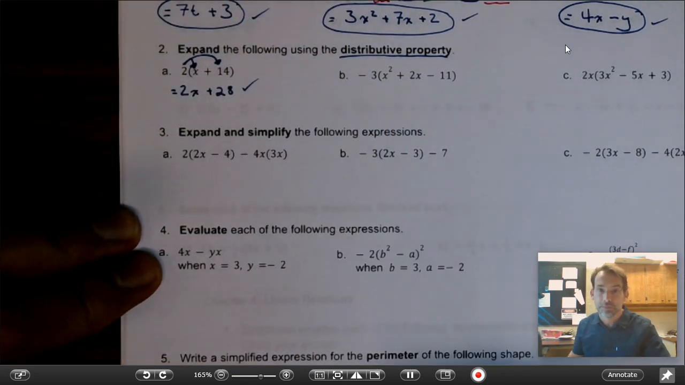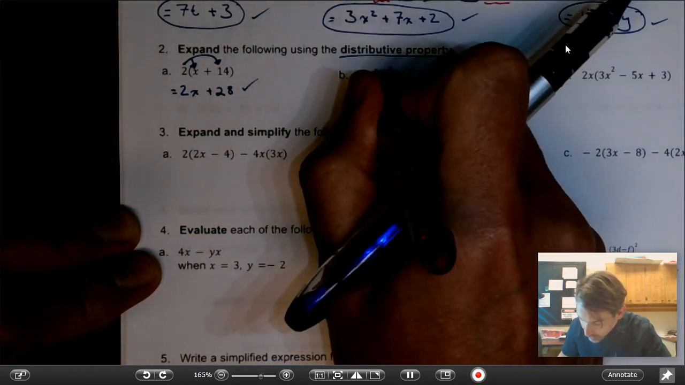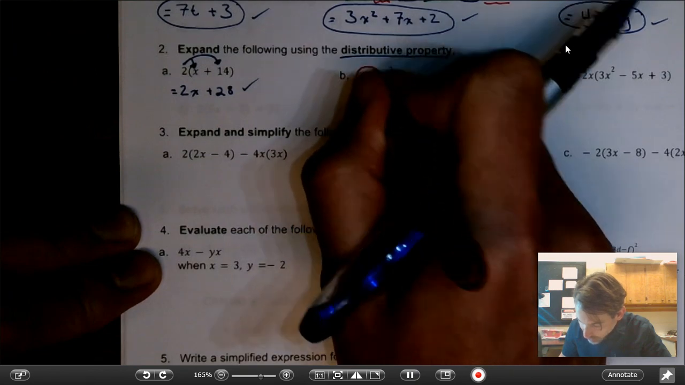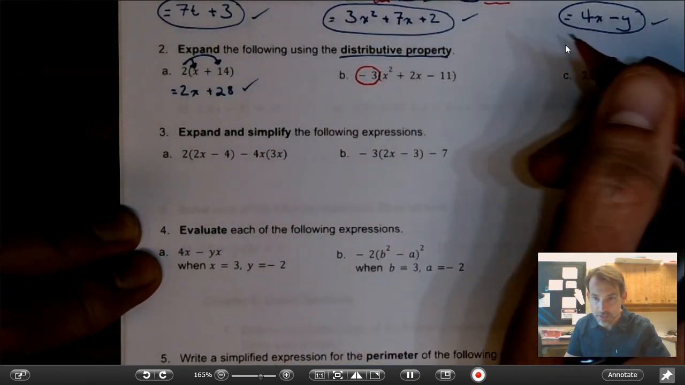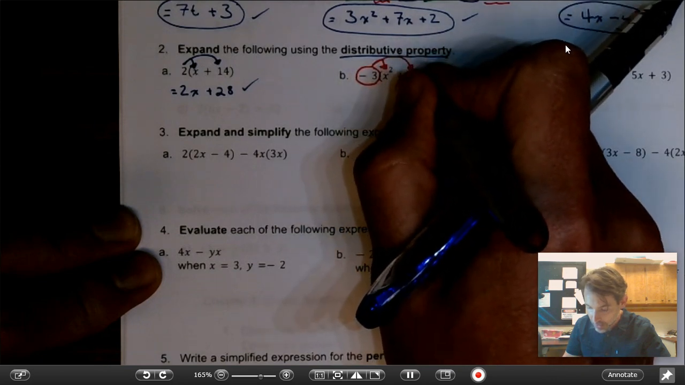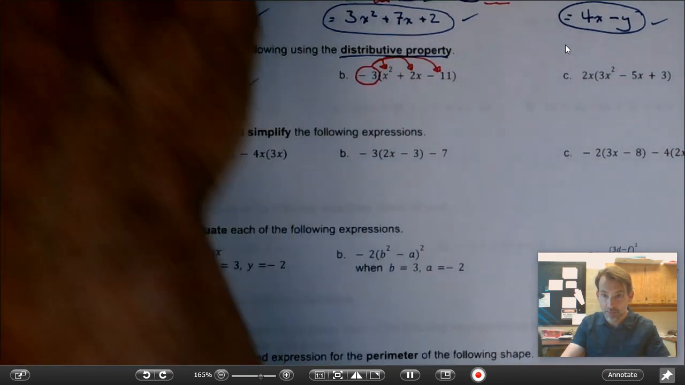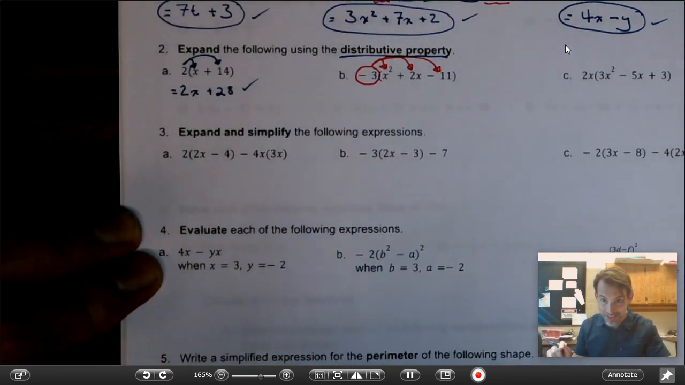Final answer. Over here, this negative 3, think of it as a negative 3, not as minus and then 3. Okay, this is negative 3, and it's going to multiply in here, here, and here. It multiplies all the things inside the brackets that are separated by addition or subtraction.